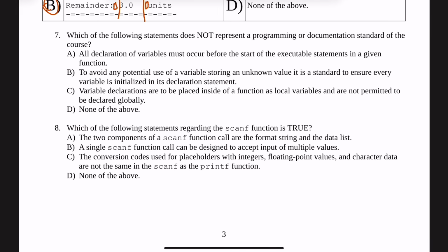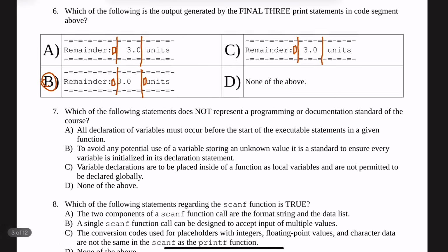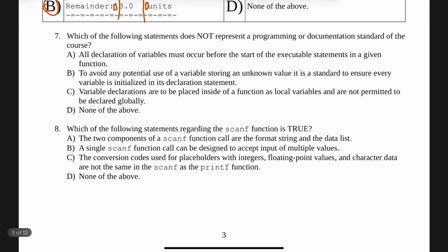Moving on to question 7. Which of the following statements does not represent a course standard or programming standard of the course? So A, all declaration of variables must occur before the start of the executable statements in a given function. So if we have something like this code right here.